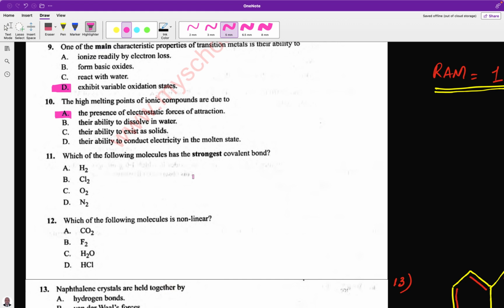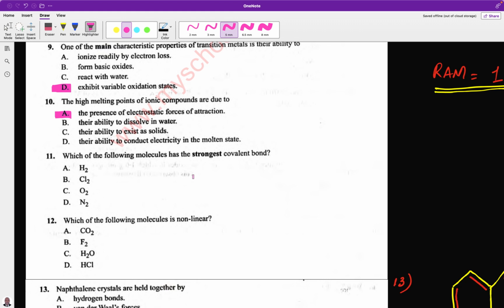So, which of the following has the strongest covalent bond? Hydrogen molecule, chlorine molecule, oxygen molecule, and nitrogen molecule.